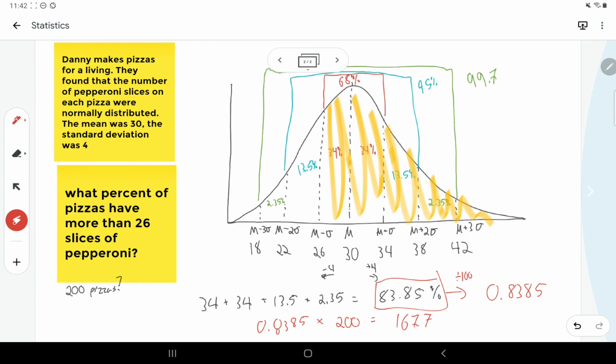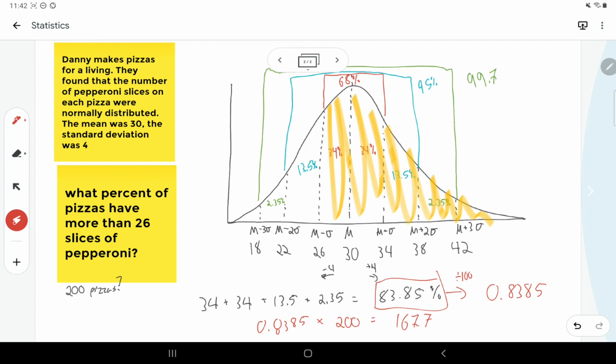No, but this is statistics. It is what is most likely in there. So likely, it's closer to 168 than 166, but unless we know exactly which pizzas you're dealing with on a particular day, we won't be able to give you a number. But over the average, this is the average number of pizzas that have more than 26 slices of pepperoni.